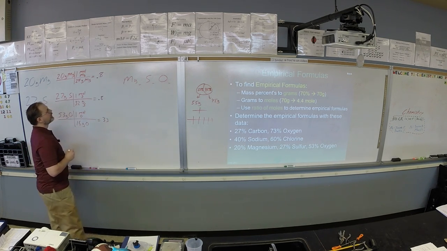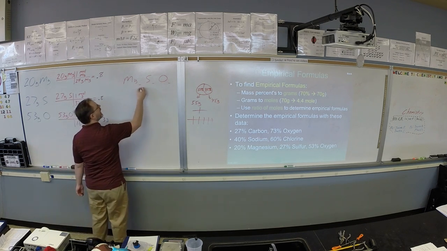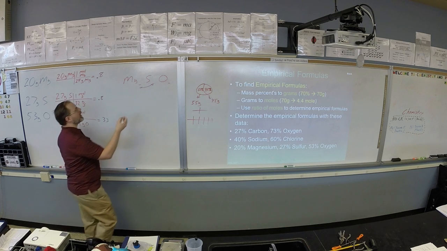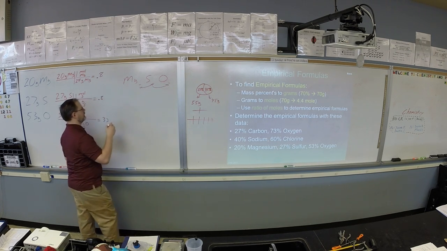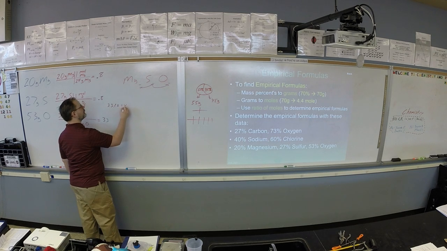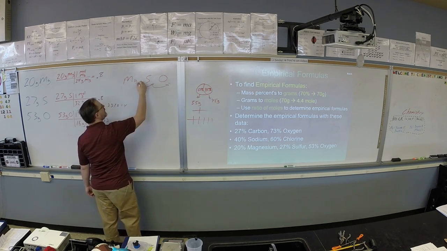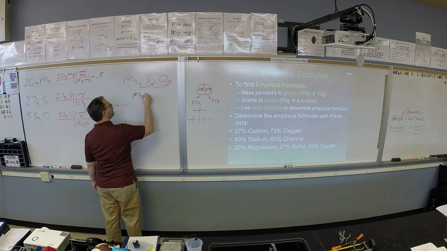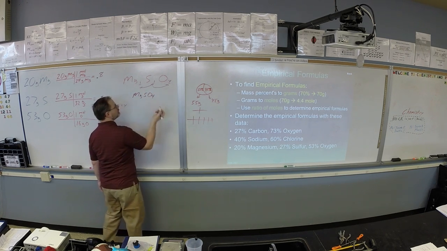3.3. So first of all, we know right away that these numbers are going to have to be the same because they're 0.8 and 0.8. And then the oxygen is going to be how many times the other one? 4. So 3.3 divided by 0.8 gives you 4. So simplest thing would just be 1, 1, 4. So this is commonly called magnesium sulfate.